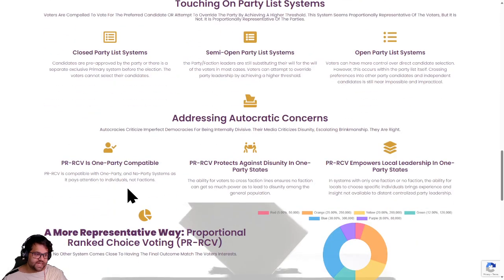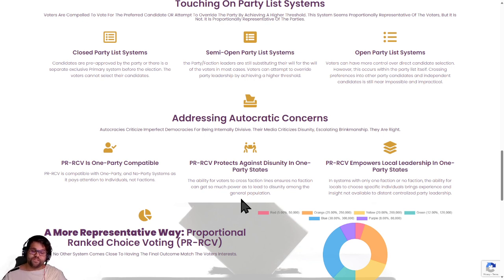You don't need factions in order to use proportional ranked choice voting, which means the criticism of factional voting is removed from autocratic concerns. And since individual factions can't gain a huge amount of power or a majority, this protects against disunity in one-party states. The ability of voters to cross faction lines ensures no faction can get so much power as to lead to disunity among the general population. This also empowers local leadership in one-party systems.